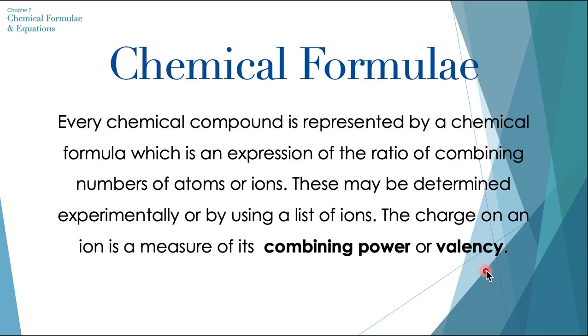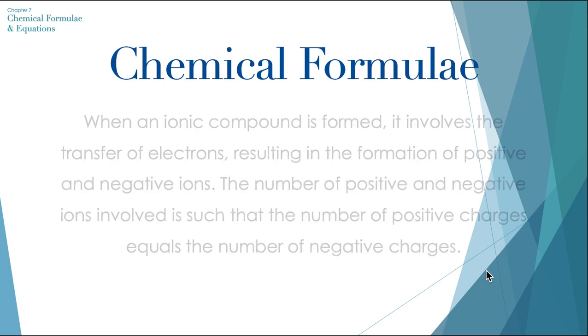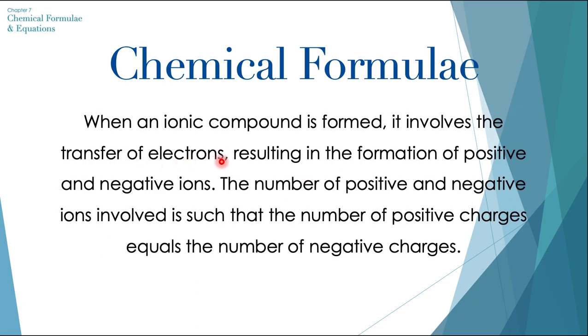So when an ionic compound is formed, it involves the transfer of electrons, resulting in the formation of positive and negative ions. The number of positive and negative ions involved is such that the number of positive charges equals the number of negative charges. Okay, I forgot to tell you that these charges form whenever the transfer of electrons occurs. Before that, they are not charged. They're just unstable. They want to give their electrons to someone, and the other one wants to gain some electrons.